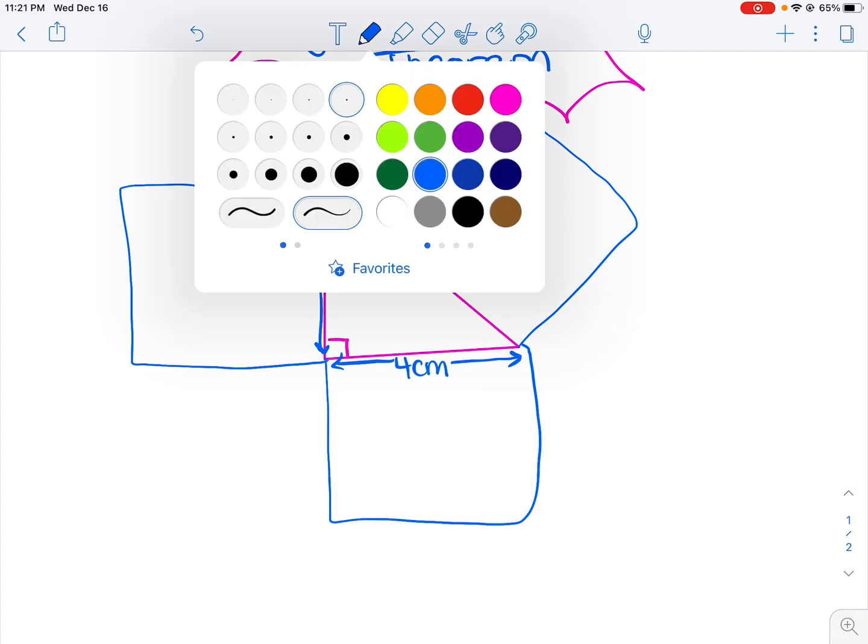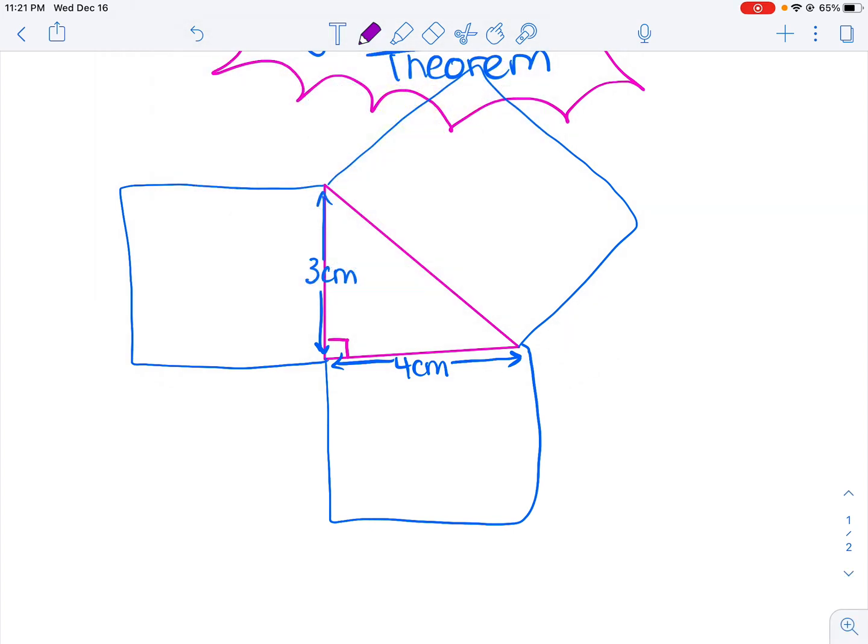So if we have a triangle that's 3 centimeters on this side, 4 centimeters on this side, if we made this weird-looking square on one side of it and found the area, so we've got a 3 by 3 square, the area of the square would be 3 times 3, so 9 centimeters squared. If we did the same to this side, it would be 4 centimeters by 4 centimeters. So the area of that square would be 16 centimeters squared.